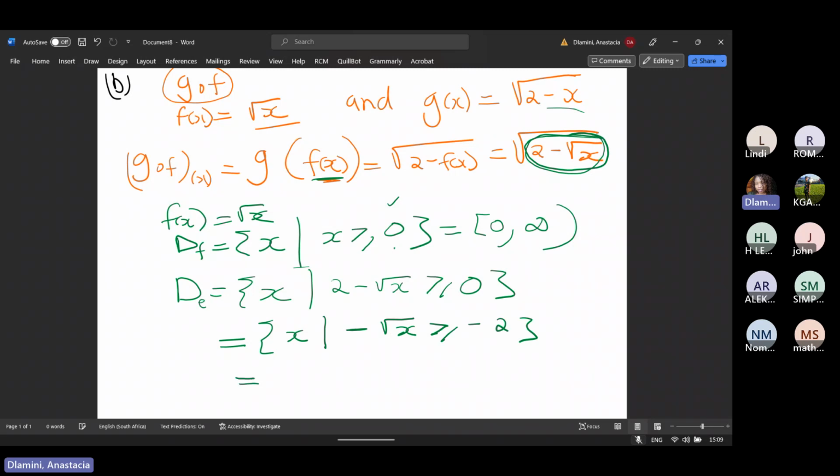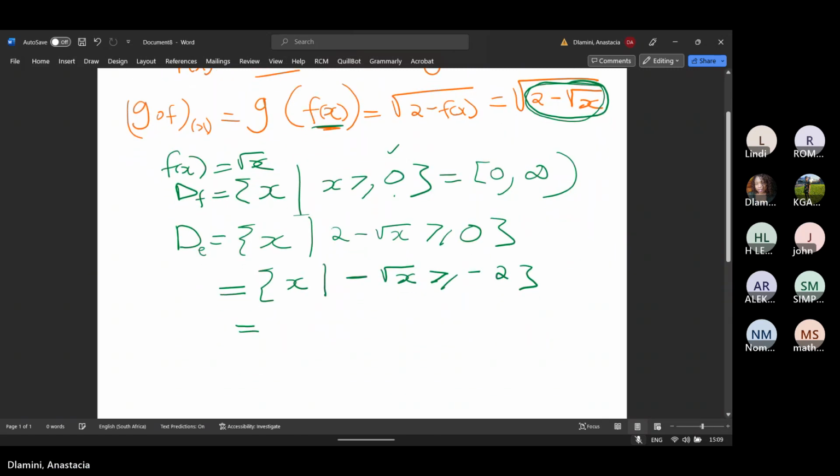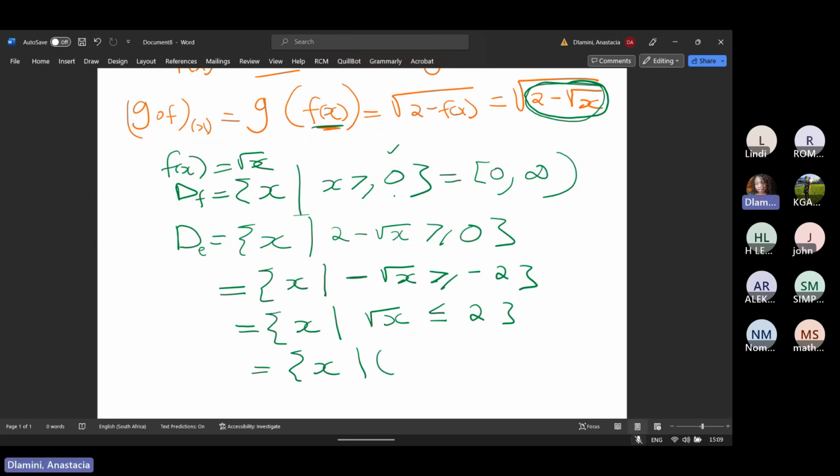What do we do next? Please help. What do we do next? Multiply by -1, or divide by -1. So this becomes positive square root of x, and the inequality flips: less than or equal to 2. What do we do next? We square both sides.